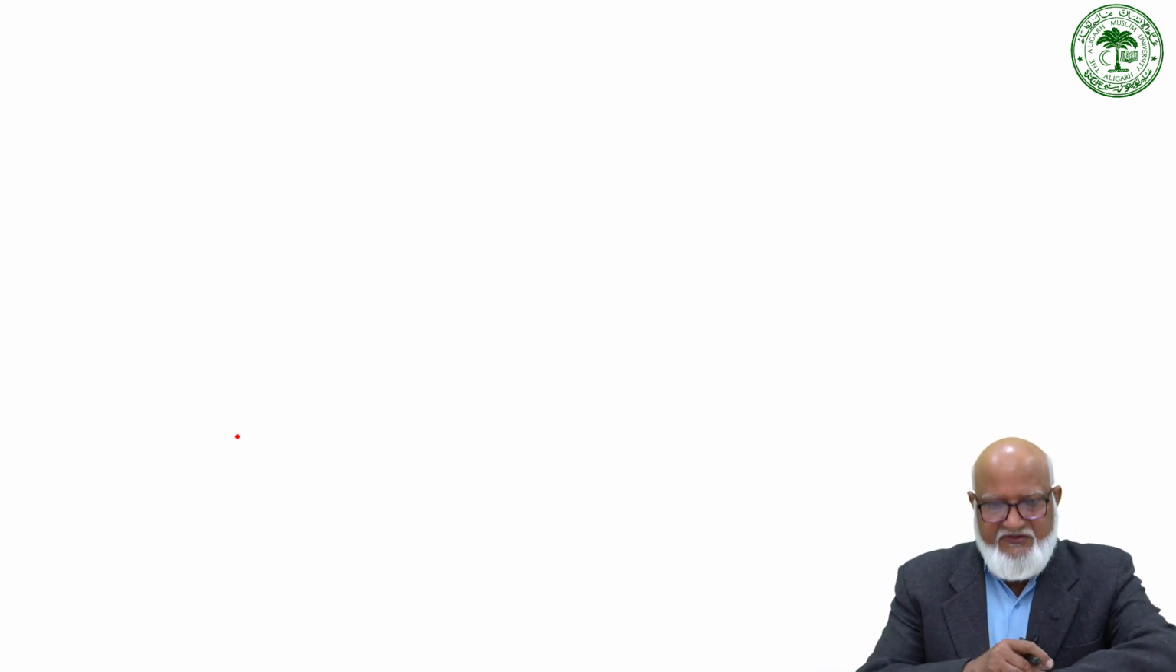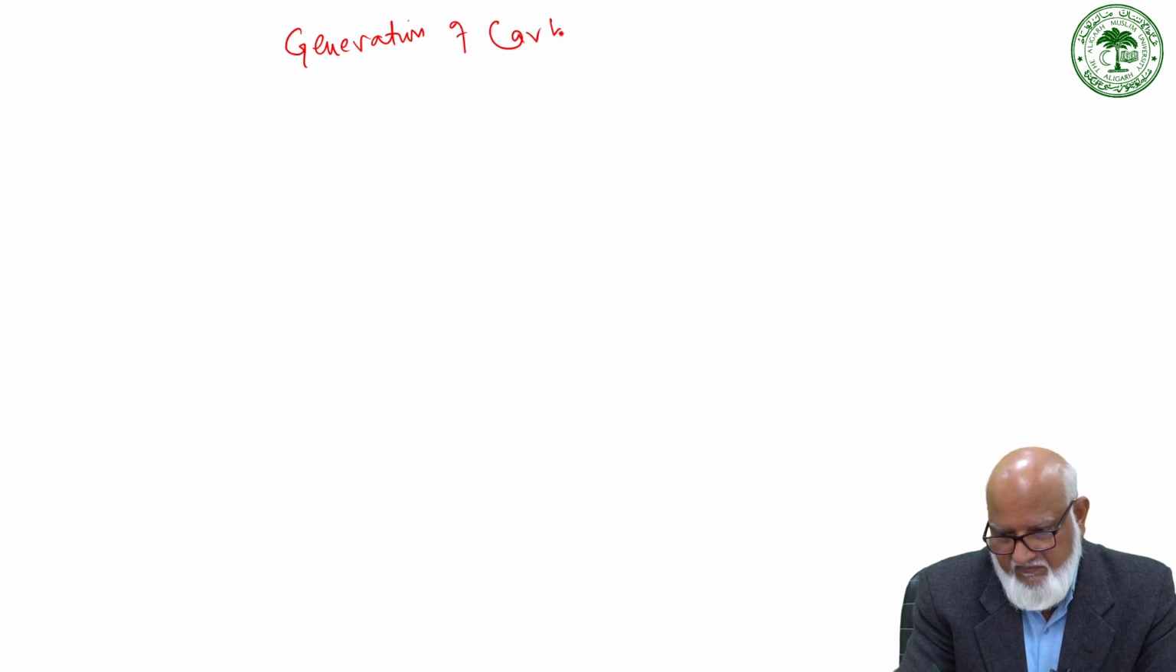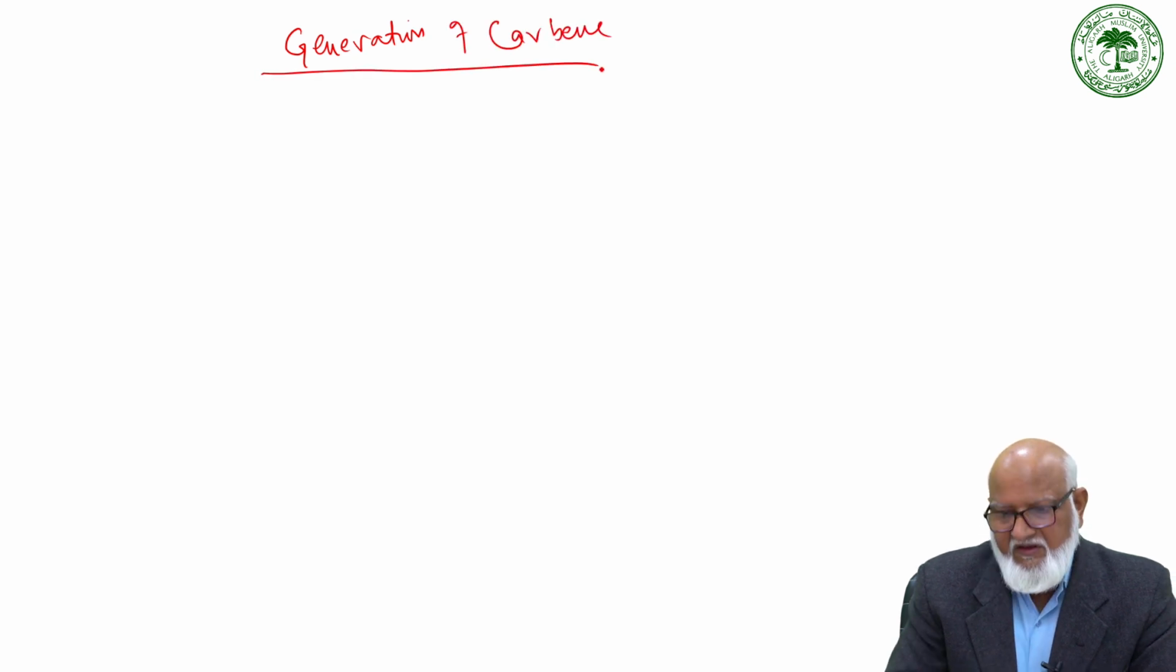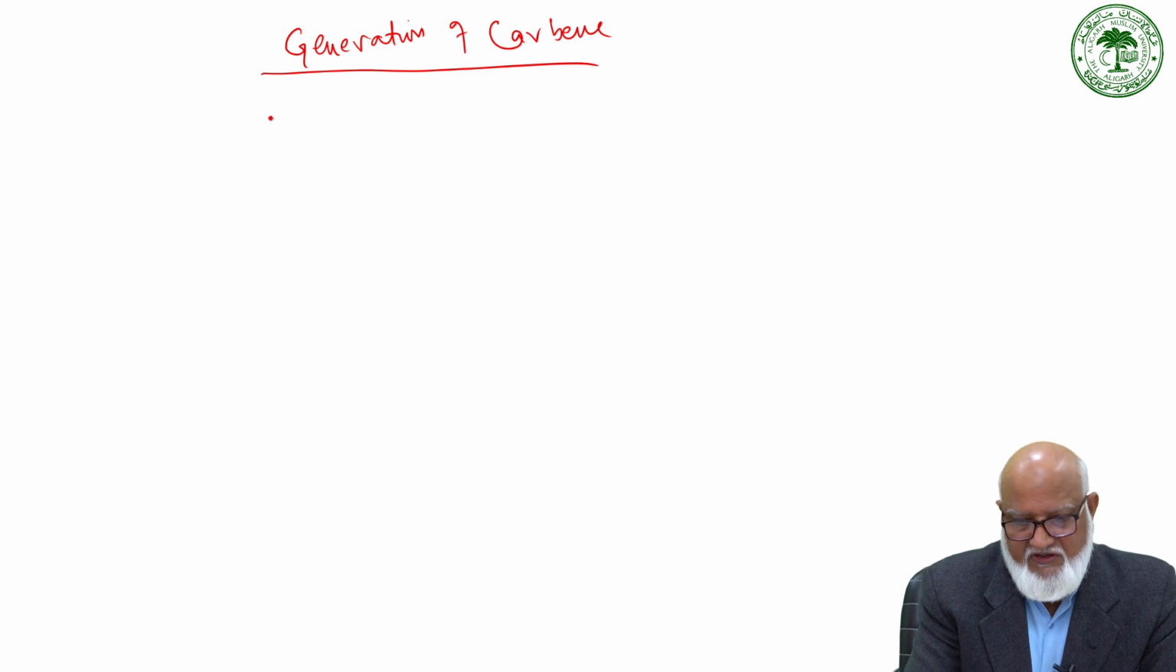So in contrast to this, we see another interesting rearrangement in the case of carbene. Now we have already seen that carbene is a very good intermediate generated through photochemical systems. So the generation of carbene can be done very well by, for example, diazomethane, CH2N2, diazomethane.